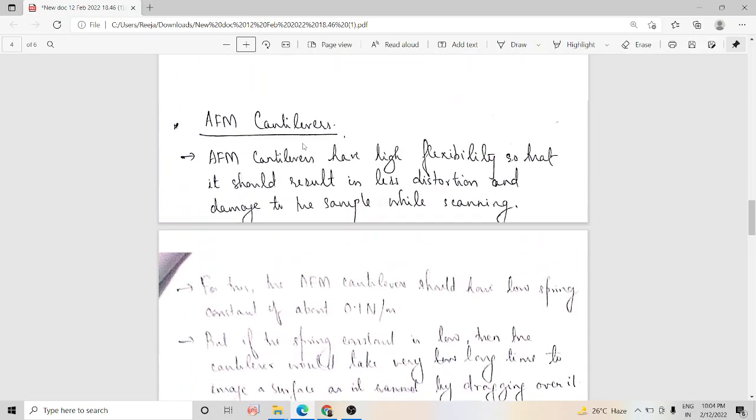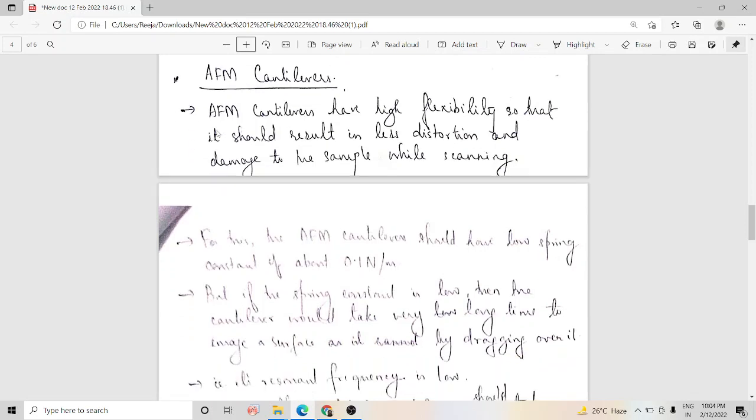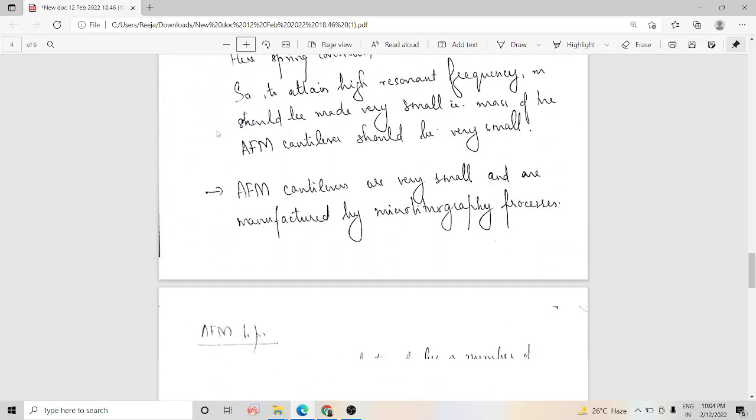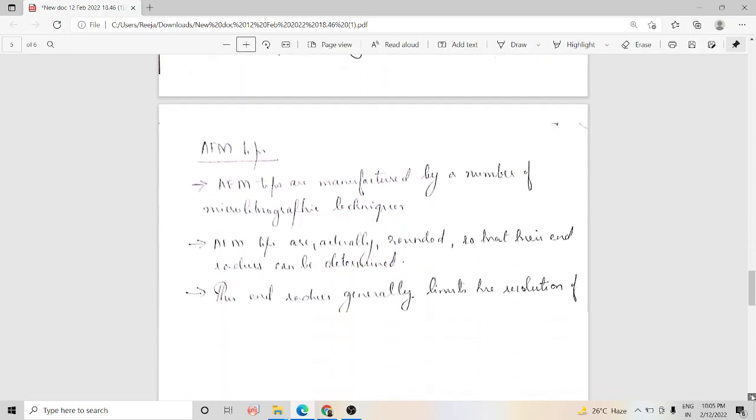The second refinement which helps the AFM attain a good resolution is the nature of the AFM cantilevers, that is, very small AFM cantilevers having low mass are used. Now, the third refinement which helps the AFM attain a good resolution is related to the AFM tip.